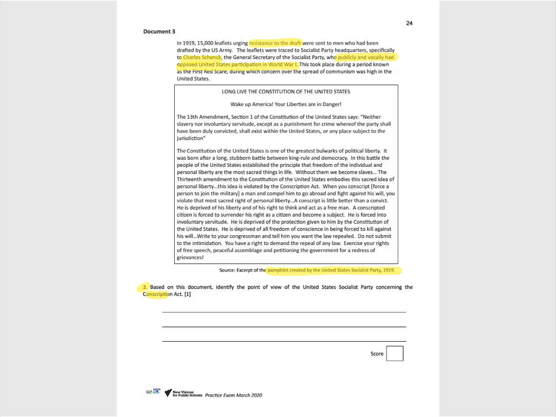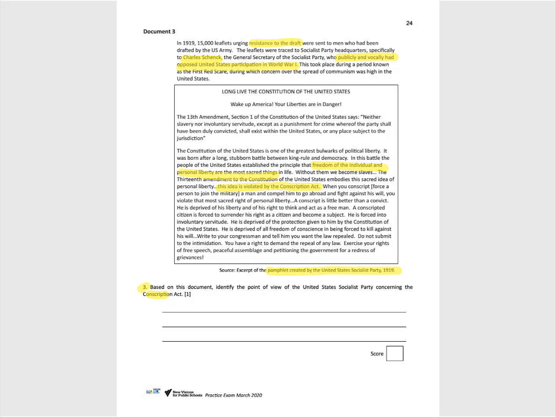It was born after a long, stubborn battle between king rule and democracy. In this battle, the people of the United States established the principle that freedom of the individual and personal liberty are the most sacred things in life. Without them, we become slaves. The 13th Amendment to the Constitution of the United States embodies this sacred idea of personal liberty. This idea is violated by the Conscription Act.